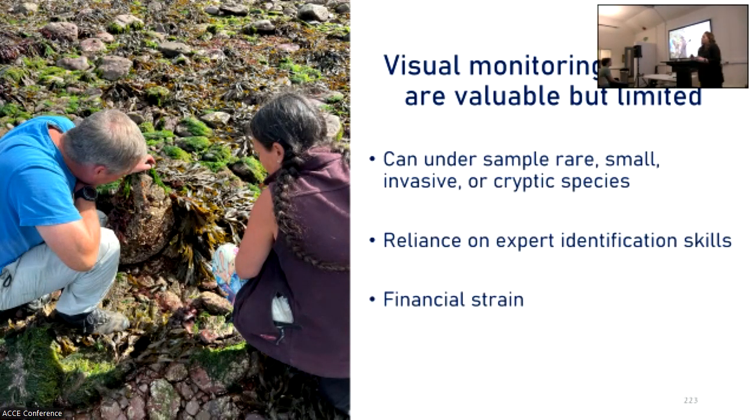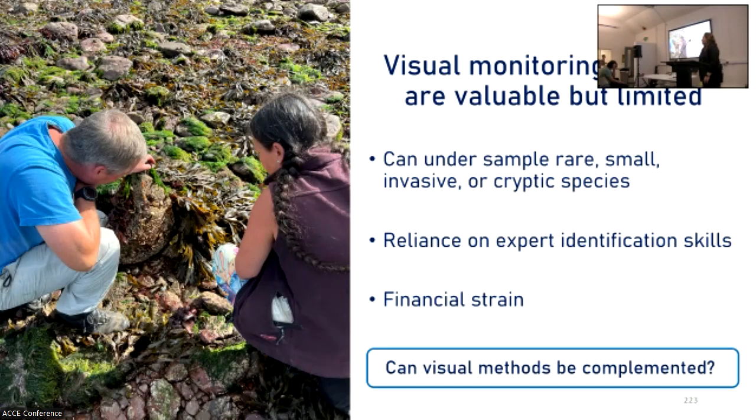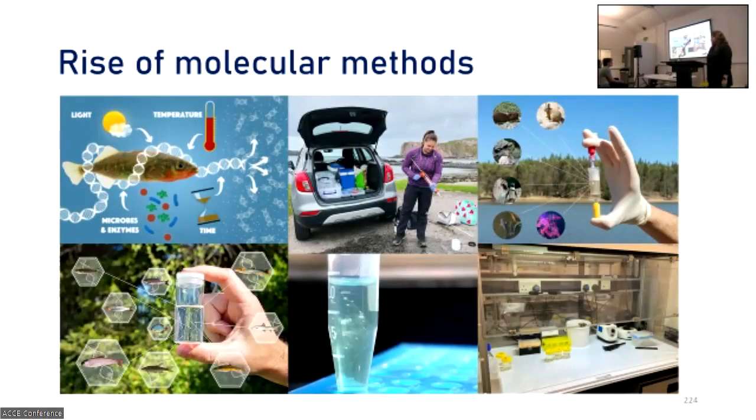For example, they often miss rare, cryptic, or small species, so we can actually undersample the biodiversity in certain sites. They also heavily rely on expert identification skills. Nova is amazing. She knows every single species on the shore, but she can't be cloned and put in multiple different places all at once. Because of this, there is quite a lot of financial strain for visual surveys. So I'd like to pose the question whether these surveys can be complemented in any way. And so that's where I come in.